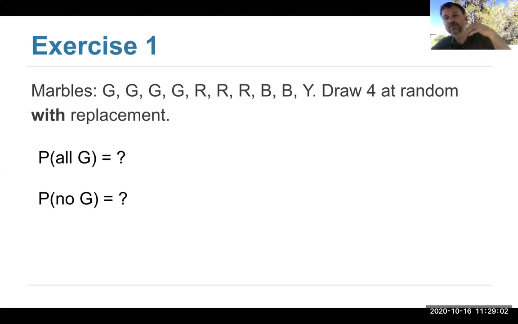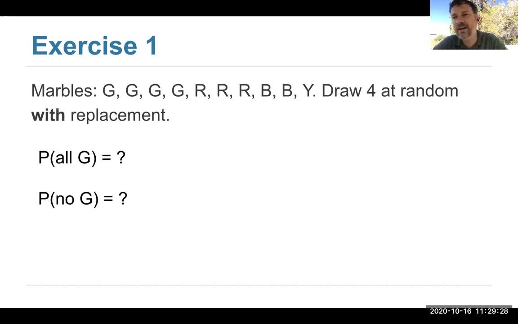Notice I said and, so you should be suspicious of the multiplication rule. The probability that the first one is not green, well, let's count. How many ways are there to get a not green marble? There's 1, 2, 3, 4, 5, 6 marbles that are not green. So there's a 6/10 chance that the first one's not green. And then the same for the second and the third and the fourth. So the answer is 6/10 times 6/10 times 6/10 times 6/10.